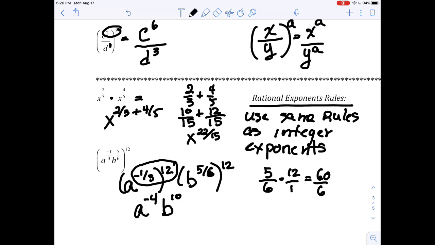Well, what we see is that we have a negative as one of our exponents. And so we know that we have to simplify our answers so that we don't leave any negative exponents. And so that a to the negative 4 is going to go to the denominator. So b to the 10 over a to the 4.